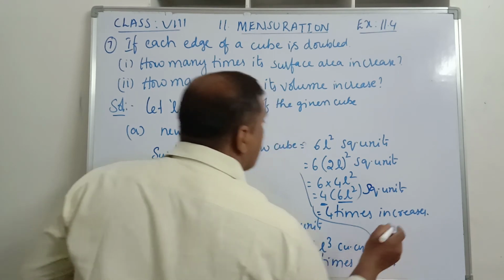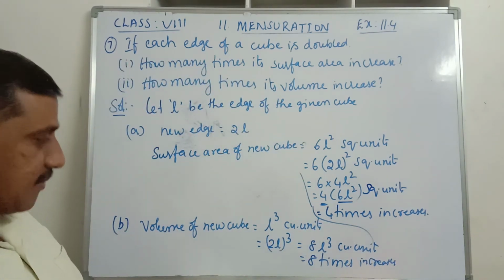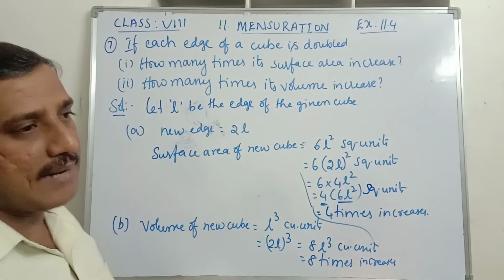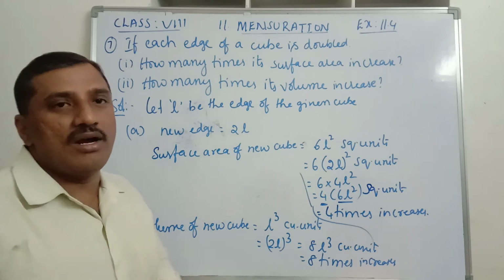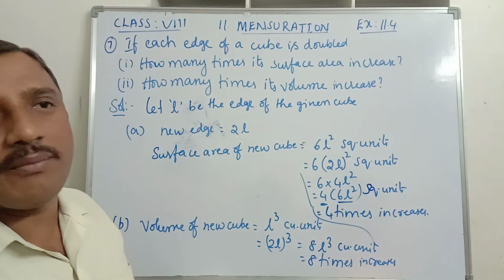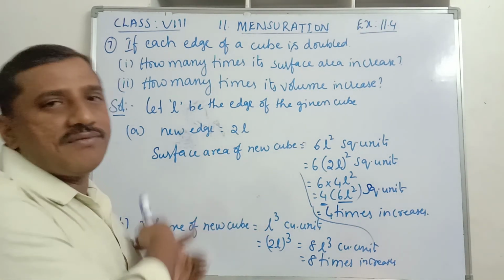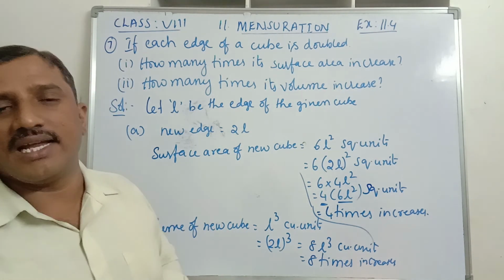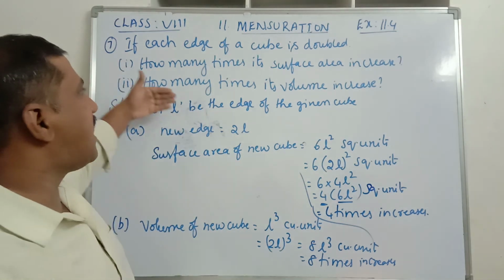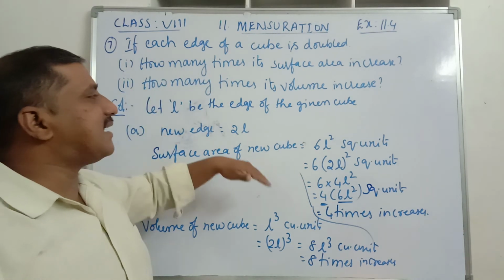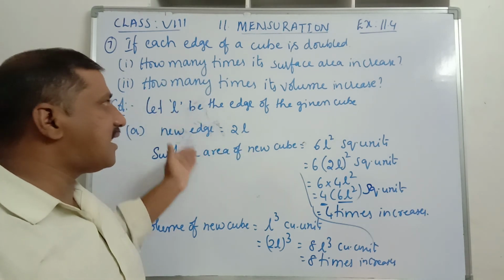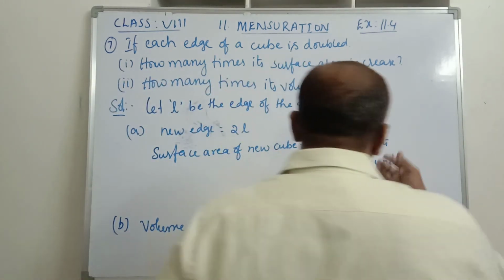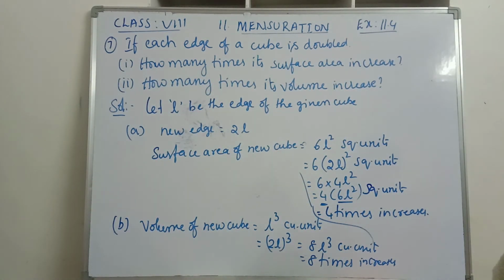So the volume of the cube increased by 8 times, whereas the surface area increased by 4 times when the edge is doubled. Sometimes it is tripled, or the edge is half of the original length. Then we have to find how many times the volume or surface area decreases. Different questions like this can also be asked in the examination.